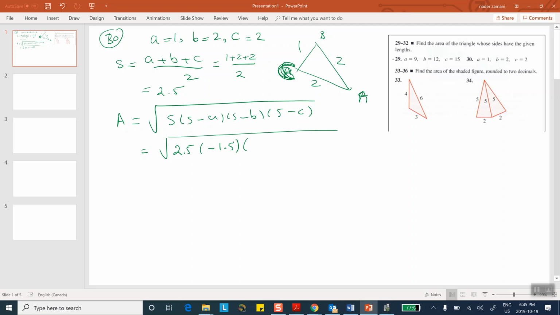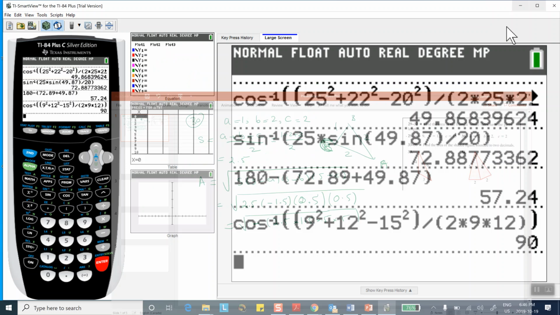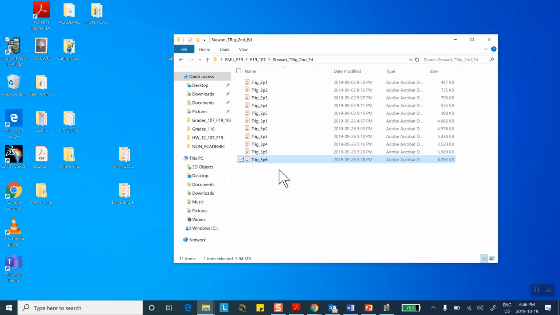2.5 minus 2 is going to be 0.5, and 2.5 minus 2 again is going to be 0.5. Now notice that this is going to give me something that doesn't make sense. It's a negative number, 2.5 times 1.5 times 0.5 times 0.5. Now, there must have been some condition. I can't remember. There must have been some condition if you're allowed to use that formula.